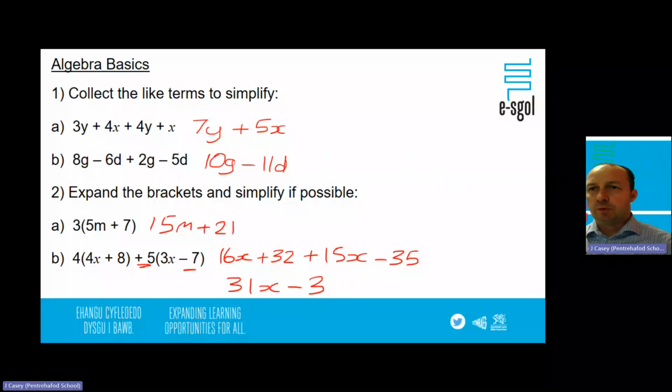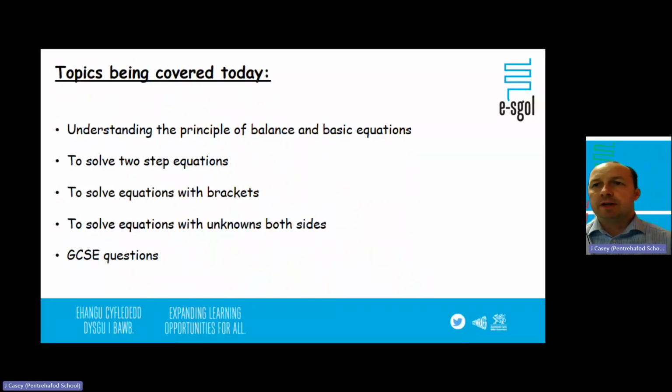Okay, so let's have a look at what we're doing today. What we're going to try and cover is the principle of how balance works in equations. When we look at basic equations, it's all about balance. And whenever we do something to one side, we must do it to the other side. You may have heard your maths teacher saying that before.